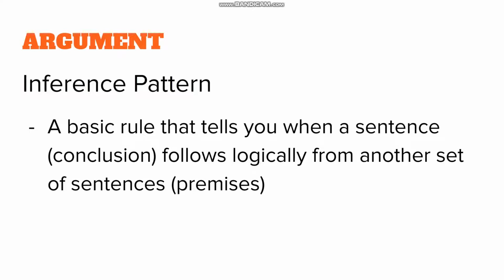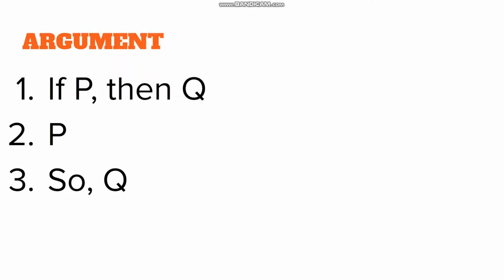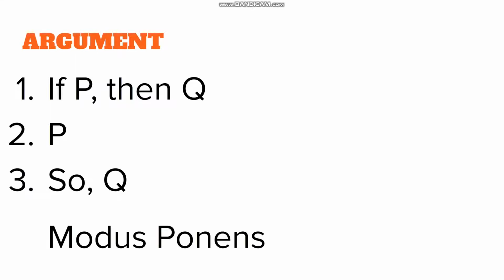The first thing to notice about these inference patterns is that they are formal, meaning that there is a specific form behind each individual inference pattern. For instance, here is a basic form of a modus ponens argument. Premise 1, if P, then Q. Premise 2, P. Conclusion, therefore Q. So this is an example of a form of a modus ponens argument. All modus ponens arguments will have this form.